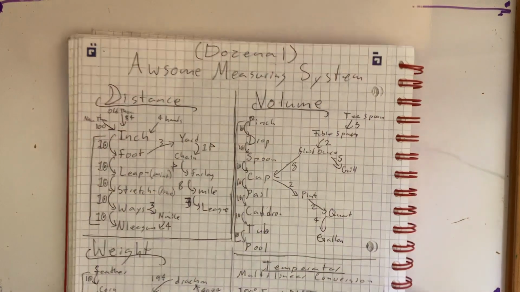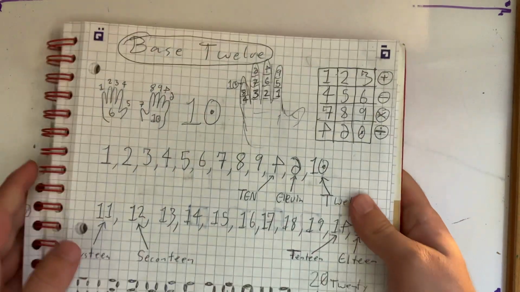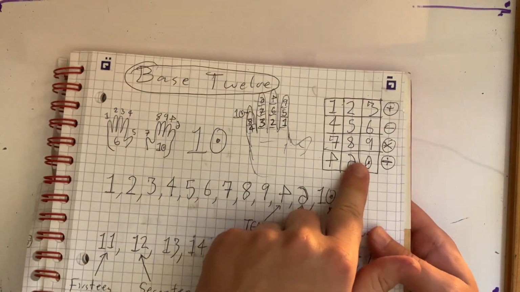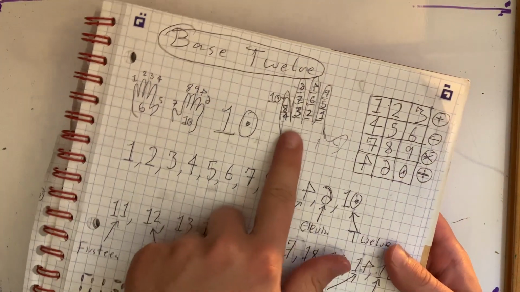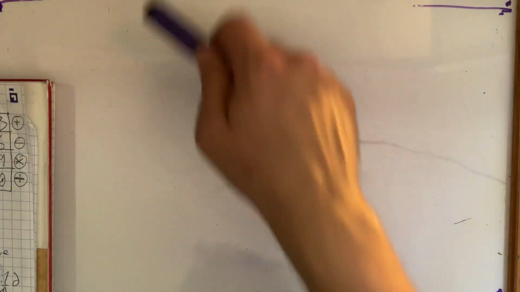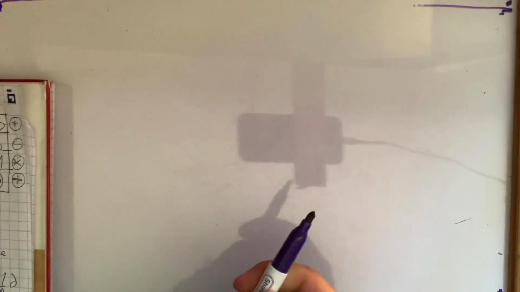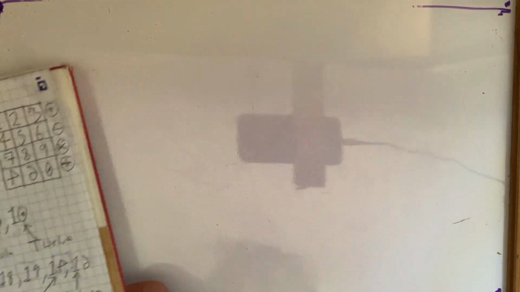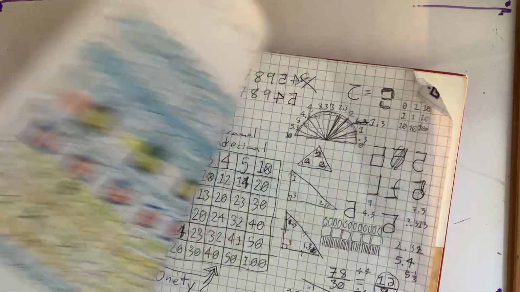So that's my awesome measuring system in a nutshell. Here are a few funky little things, like this is what your calculator might look like. That's the hands, counting with the hands. Oh, there's something else I want to mention. Actually, before I get to that, I should quickly go over centenary.